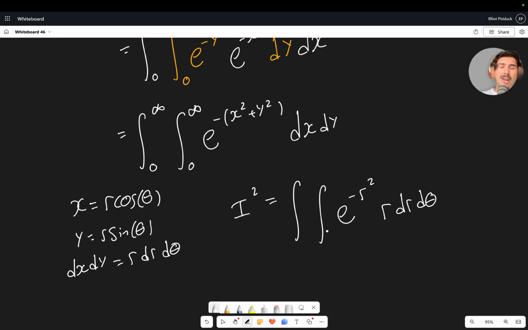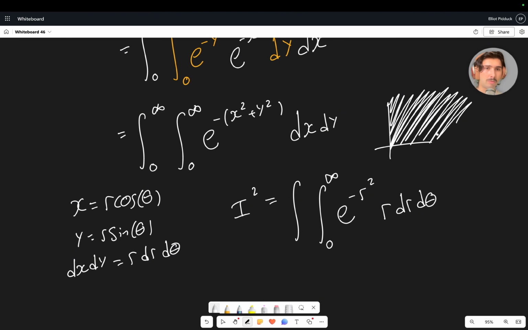But in a casual kind of way, without really justifying it, we can say that r is going from 0 to infinity. The reason for that is, if you very quickly imagine the region that we're integrating over, it's this entire top right quadrant in the x and y axis, because the x limits are going from 0 to infinity and the y limits are going from 0 to infinity. So it's the top right quadrant, and to get to any point you need r to go from 0 to infinity.